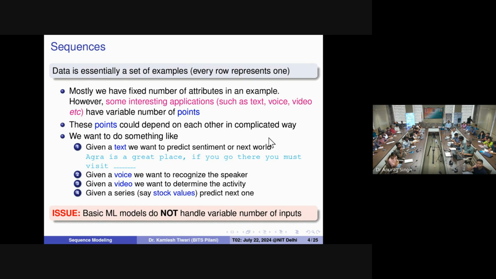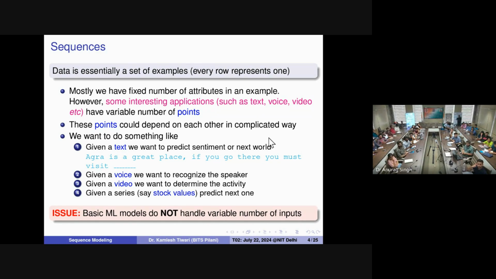Sir has rightly pointed out that one of the major challenges is that I don't know what the size is. Generally the model takes a fixed size input, but this kind of model does not have a fixed size of input, so we have an issue. And there is one more thing I should bring to your attention, that there is something called long-term dependencies. You can take the idea from this particular sentence. Here is a sentence: Agra is a great place. If you go there, you must visit dash. What is it? Taj Mahal? Everybody sure? It should be Taj Mahal.